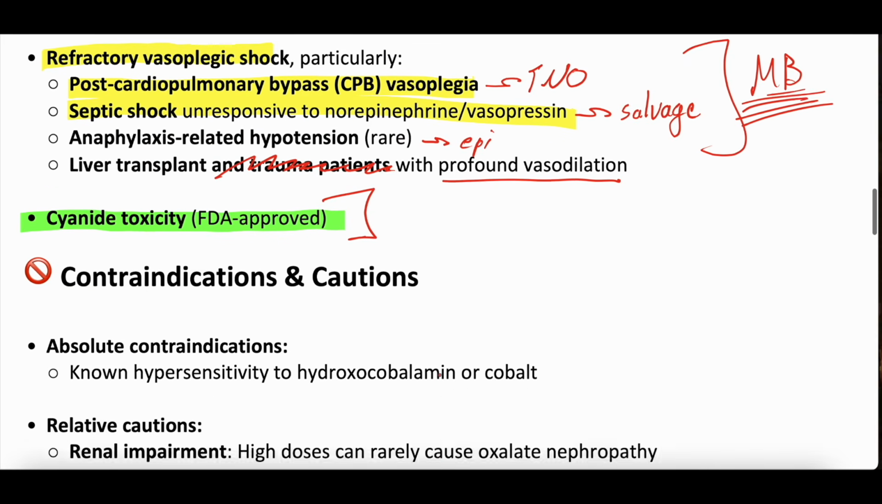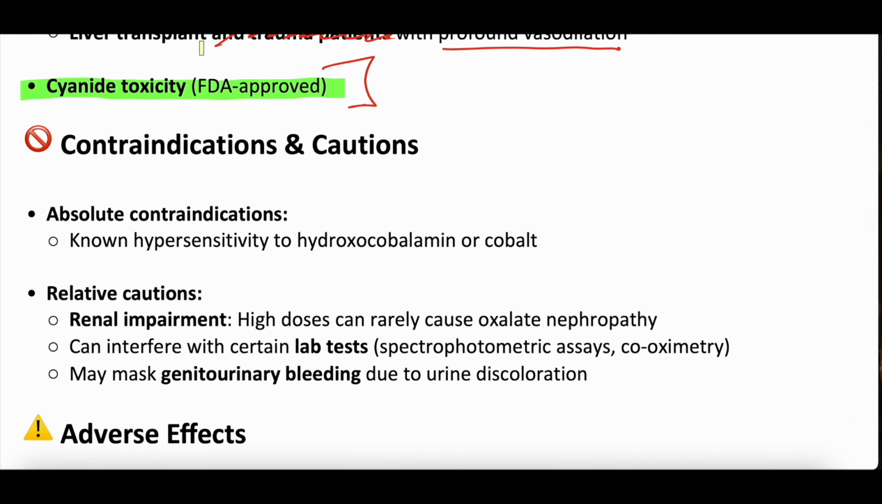Contraindications and cautions. So absolute contraindication is, as one would imagine, known hypersensitivity to hydroxocobalamin or cobalt, so if they have a known allergy. Relative cautions, renal impairment, we see this a lot. High doses can rarely cause oxalate nephropathy, so you've got to be careful because you can lead to nephropathy in these patients. It also can interfere with certain lab tests because of the color difference, and then it can mask genitourinary bleeding as well because the urine turns red color. So these are just some relative cautions or things to keep in mind.